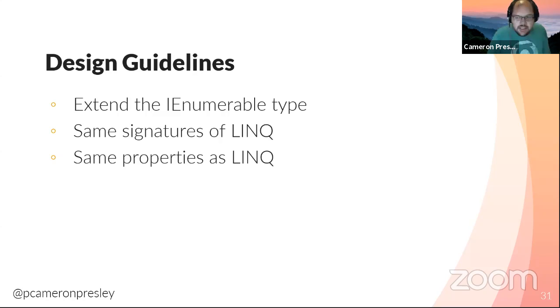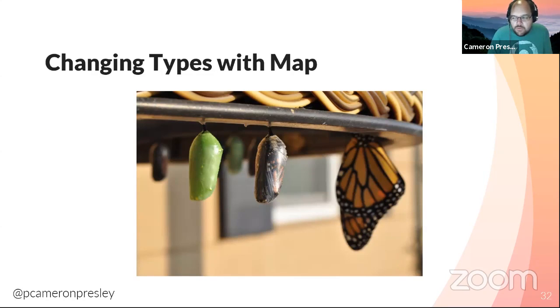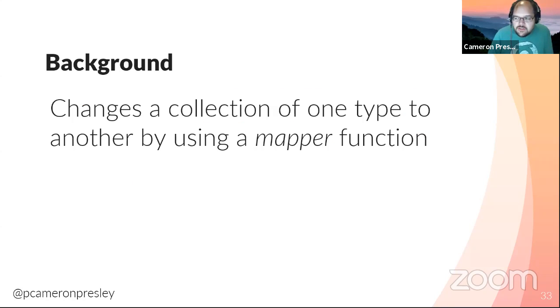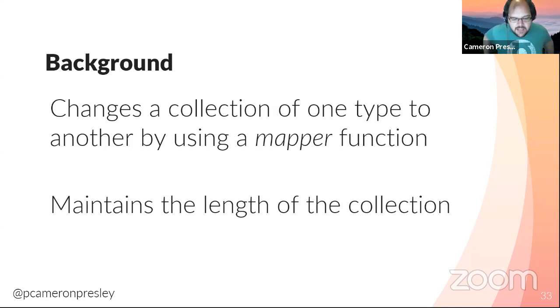So let's go right into map. What is map, what is select in LINQ parlance? When you're writing select or map, its signature is something of the following: if you have a collection of one type, you can change it to a collection of another type by using some mapper function. That's really what it's doing. And what's cool about map is that it maintains the length of the collection. You're guaranteed that. If you call select on a list of 10 items, you're going to get a list of 10 items back. Not 9, not 11, not null. You're guaranteed to get exactly 10 items back, which is a nifty little property to have for select.